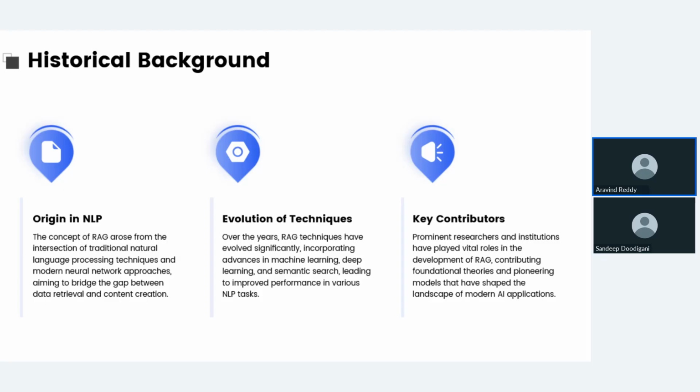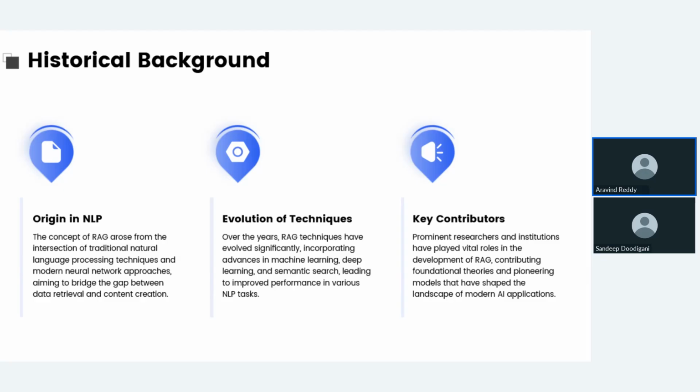You know what NLP is: natural language processing. It is mainly used to process different languages, and it helps in a lot of fields like translation, and not only that, chatbots and text generation. So RAG became more popular in those areas.